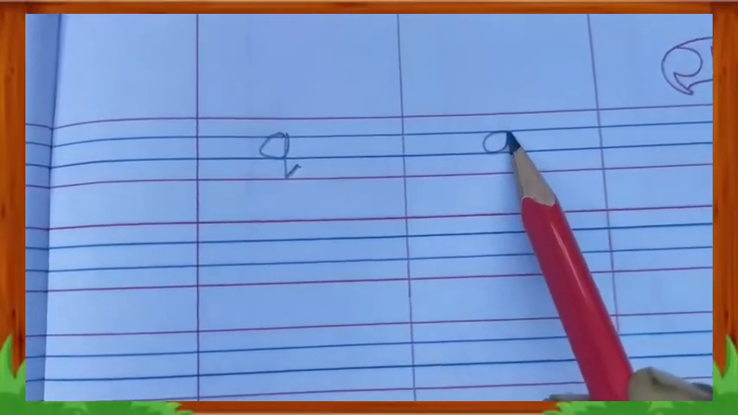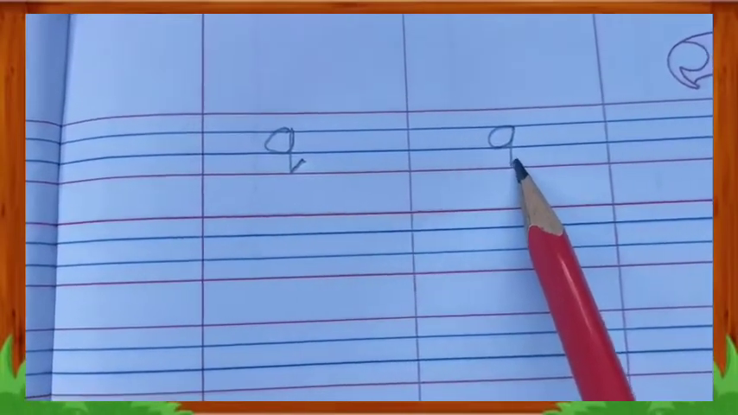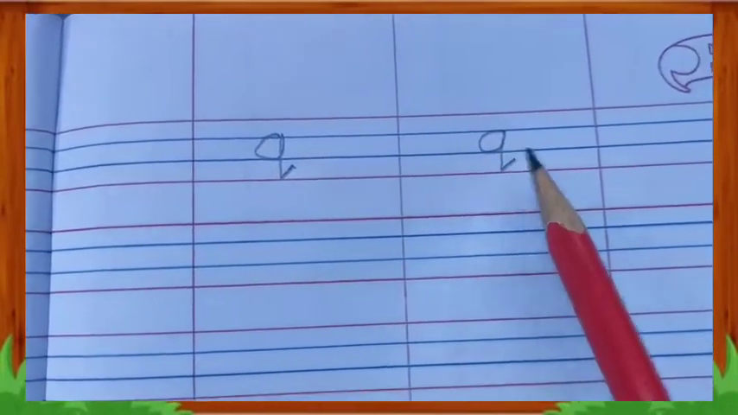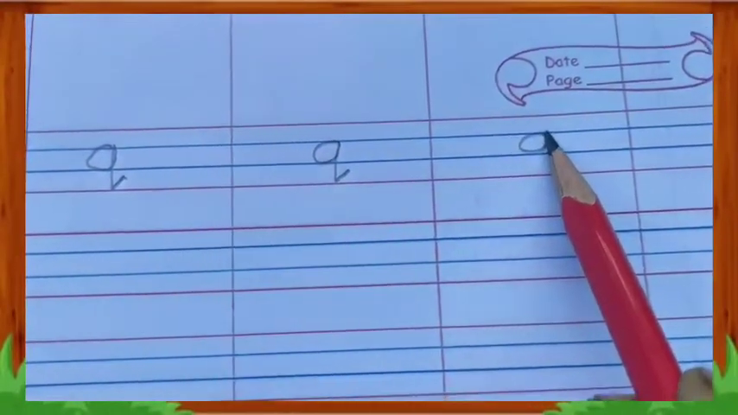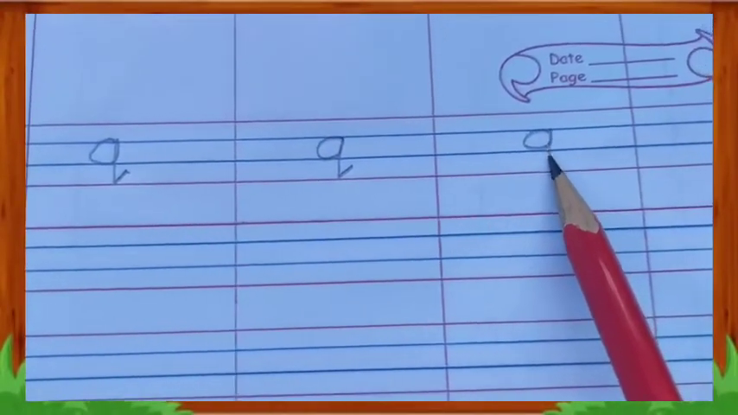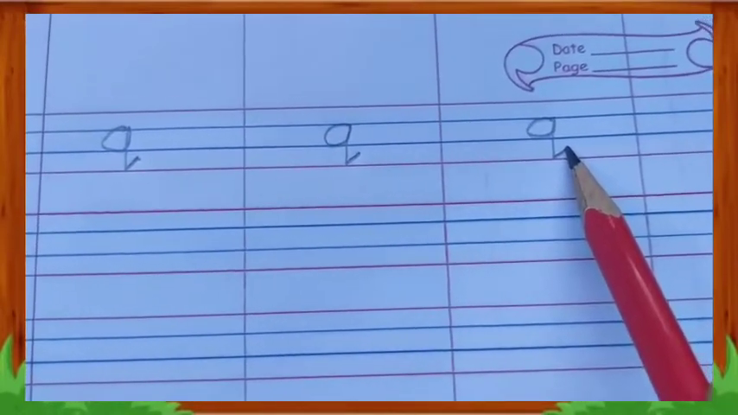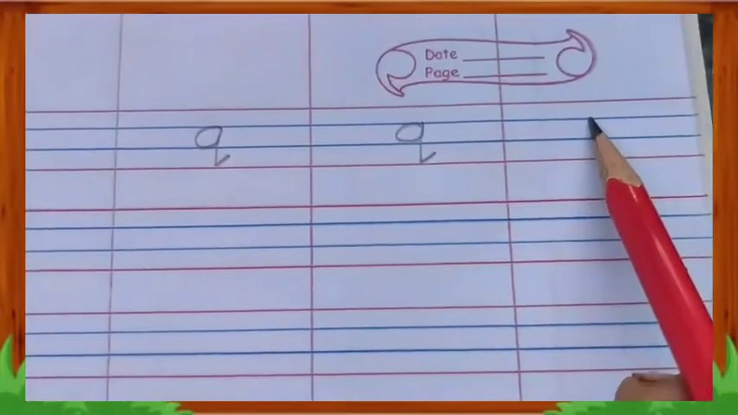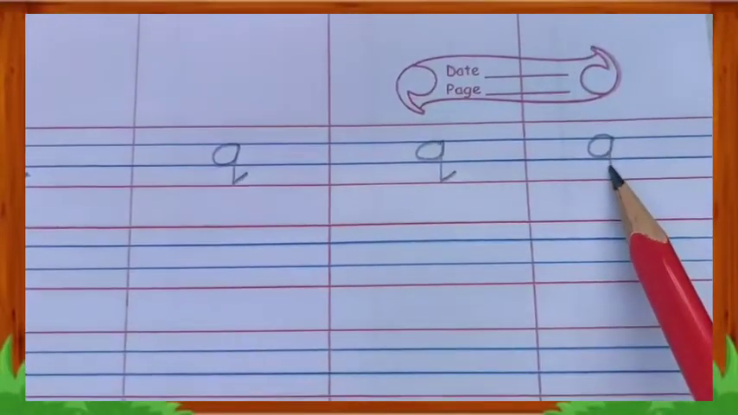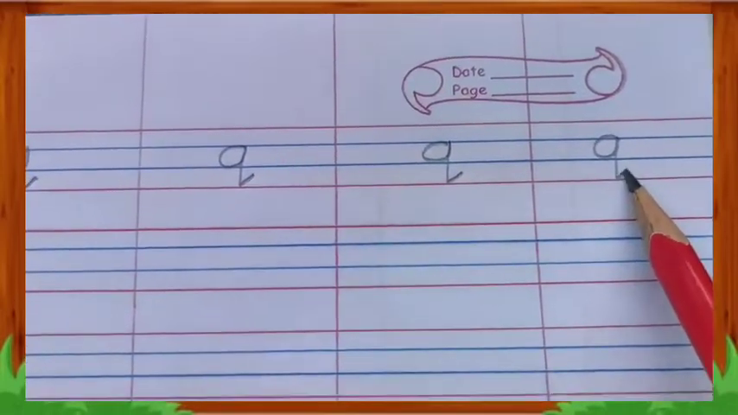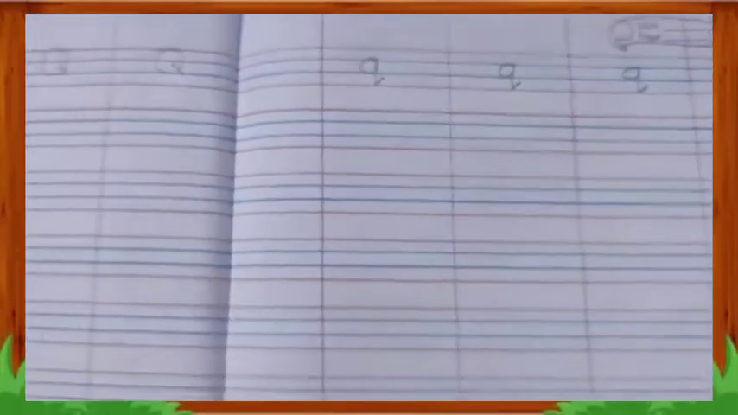Round and stop. Line on this side. Small slanting line. Small letter Q.